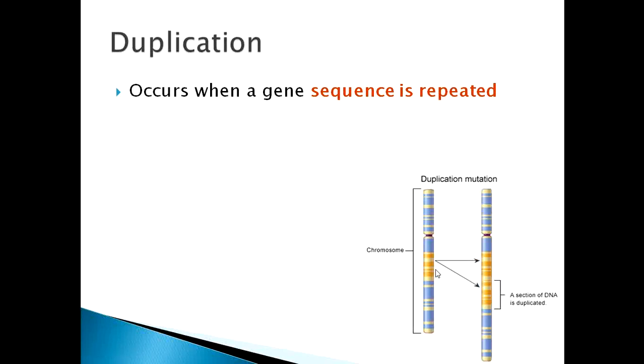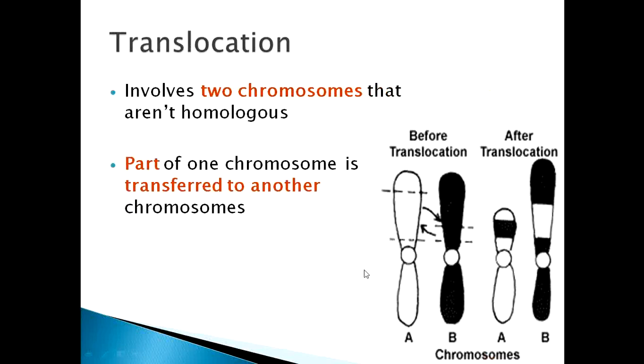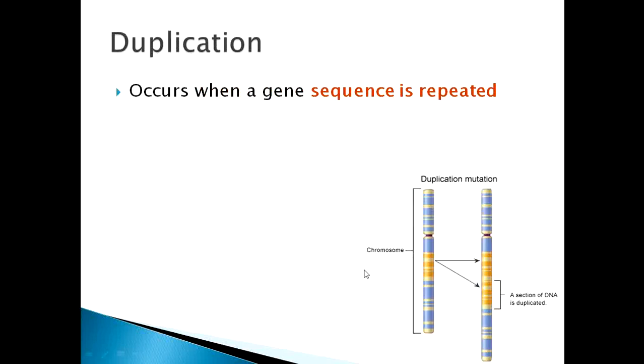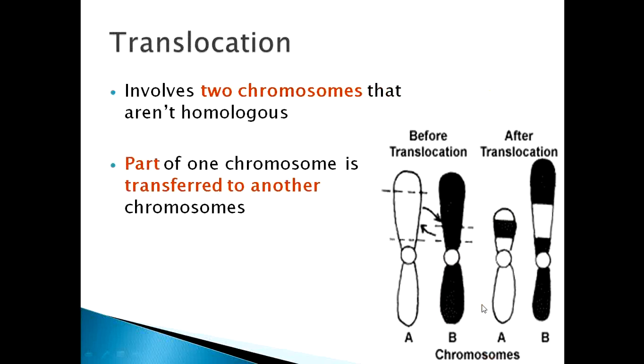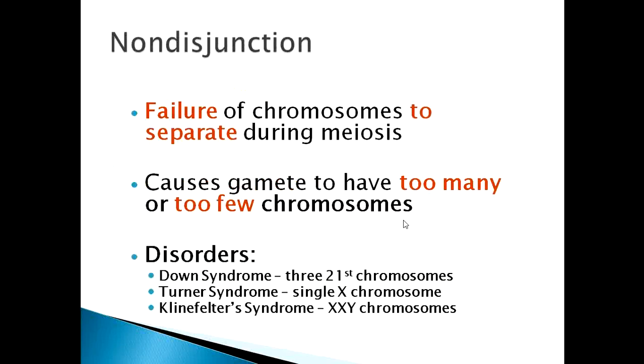Duplication occurs when a gene sequence is repeated. Here it's shown in yellow color. Yellow part is duplicated and the length of chromosome is increased. Translocation involves 2 chromosomes that aren't homologous. Part of one chromosome is transferred to another. Here they are shown in black and white color. The black part is transferred to the white chromosome. This process is called translocation.